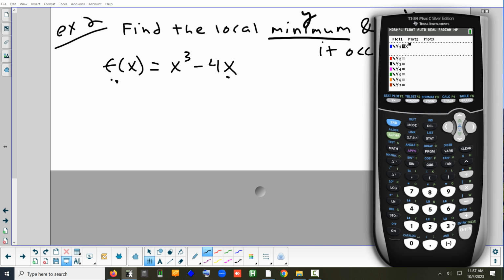So we've got x cubed minus 4x. I'm using the same window as the last problem. It'll work fine. Does this graph have a local minimum? Yes. Now if you have like a line, lines don't have local minimums. For a graph to have a minimum or maximum, it has to turn. Okay, it has to take a turn. So let's do second calc minimum. Pick a point to the left, to the right, and do a guess.